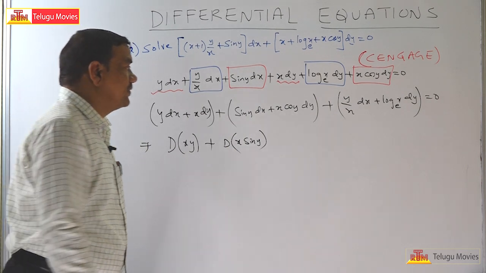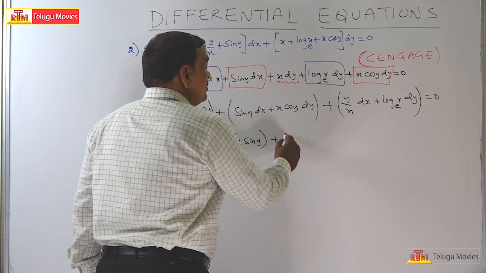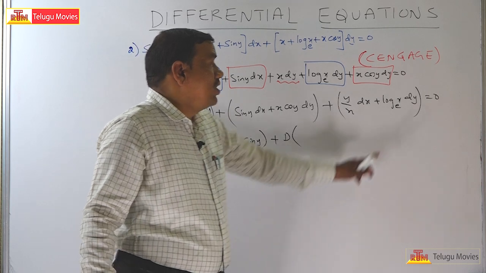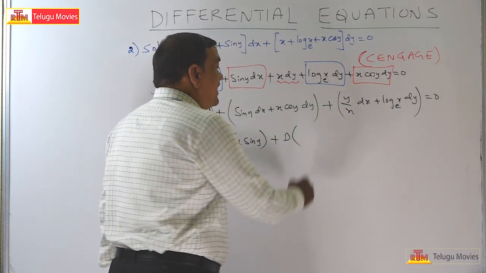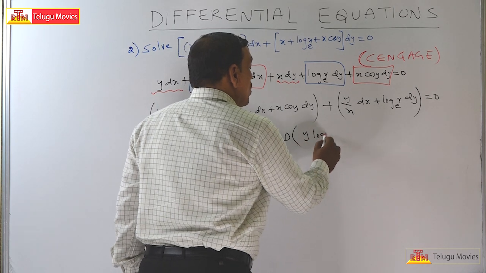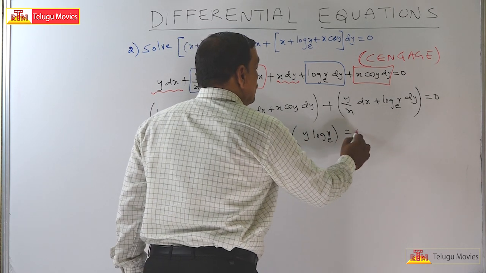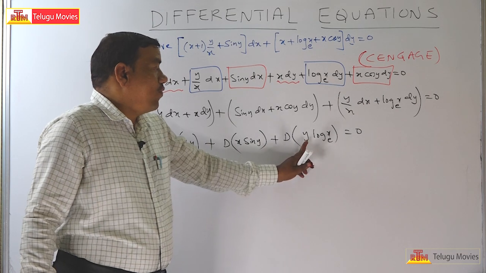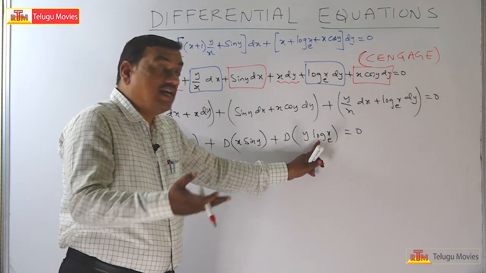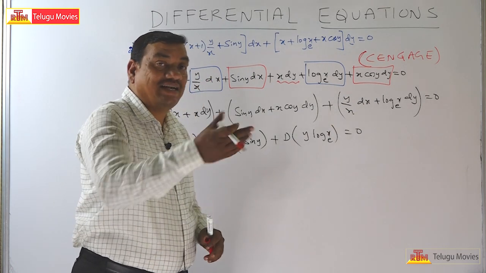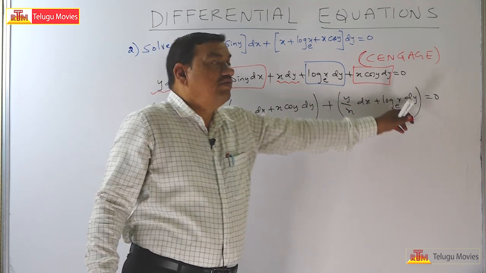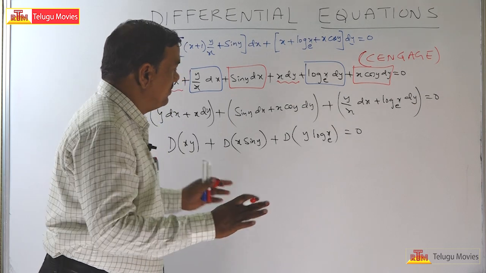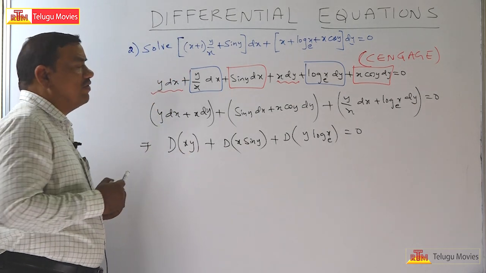Understand? Coming to here, this is also a derivative, since the log x derivative is 1 by x. So can I write this as y into log x to the base c, equal to 0? Why? Because y into the log x derivative 1 by x, again the x derivative dx, plus log x into the y derivative dy. Understand this? So very nice. Everything is over here.